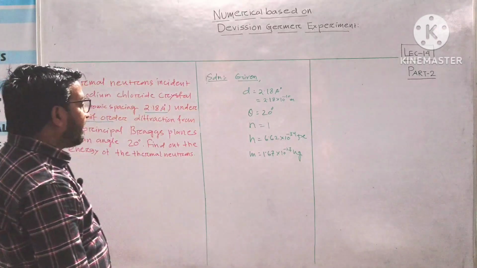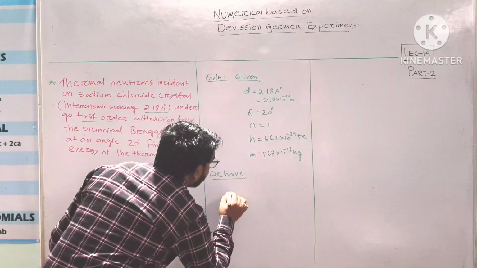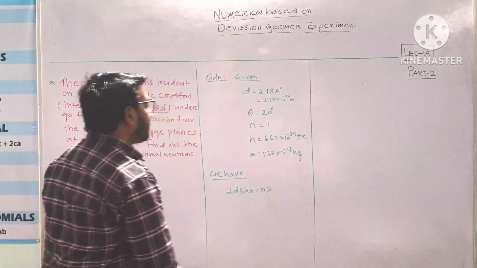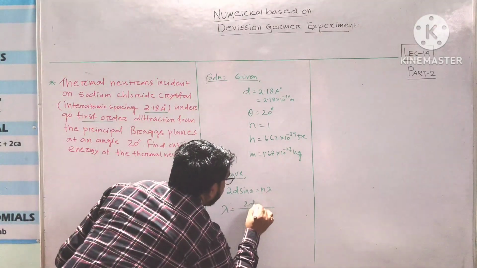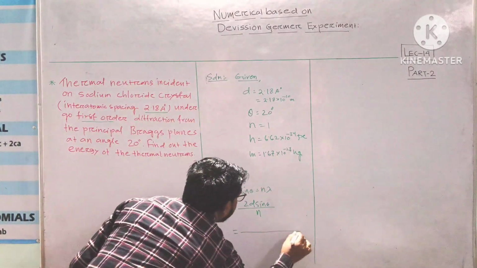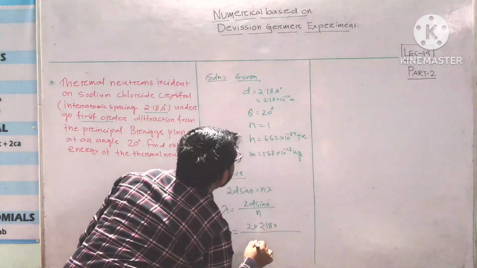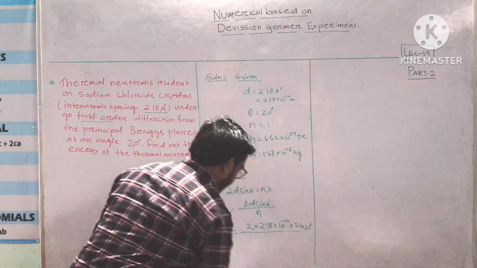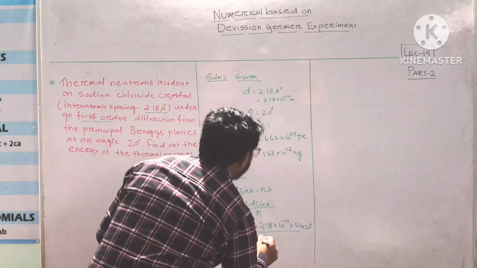First of all, from Bragg's equation, 2d sin theta equal n lambda, we are going to find out lambda. So lambda equal 2d sin theta divided by n. The value of d equal 2.18 into 10 to the power minus 10 into sin 20 degree, divided by n equal 1.